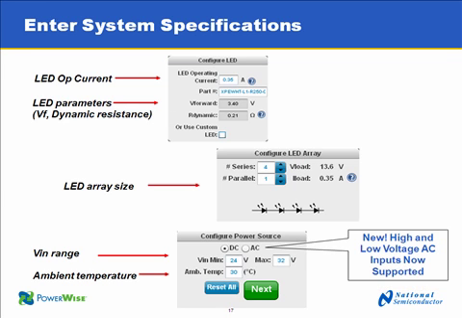You also need to enter in your system specifications. And so one of the things is if you don't see an LED you like in the list, you can enter in a custom value, and you do that with this Configure LED panel, in which case you would enter in your operating current, your forward voltage, and your dynamic resistance.